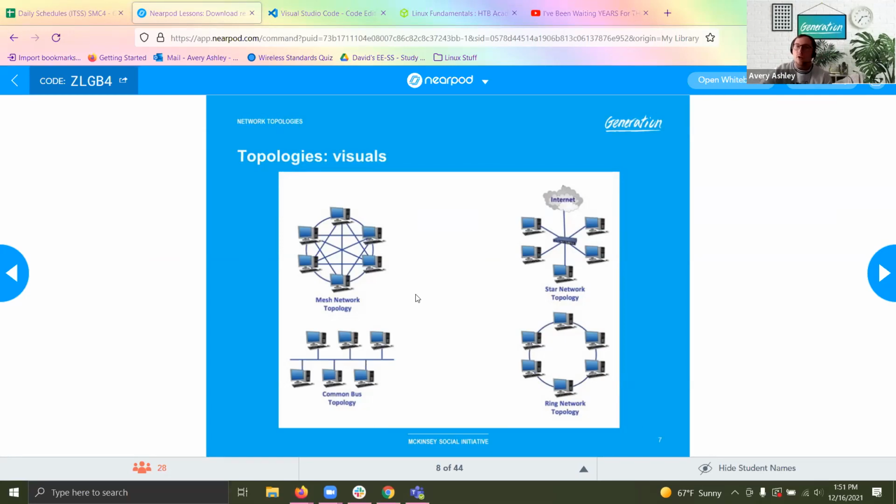So our star topology, which you'll see most often, each of the devices are going to be connected to that central device. A bus topology, you'll have a single line running through, and then each of the devices are going to connect onto the line.